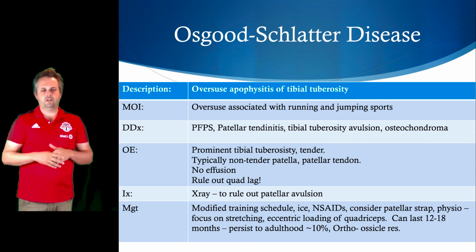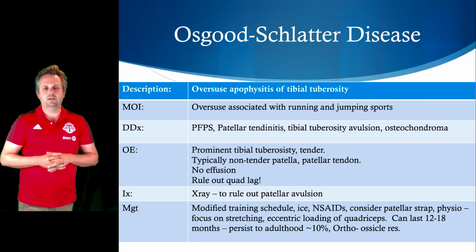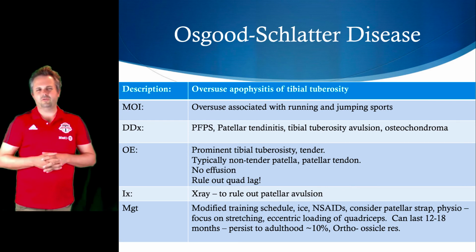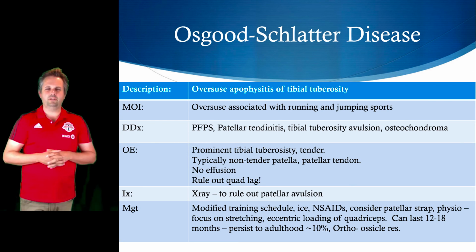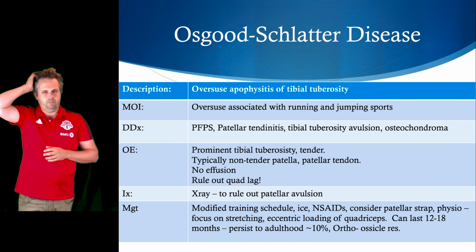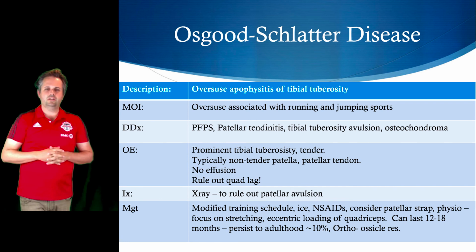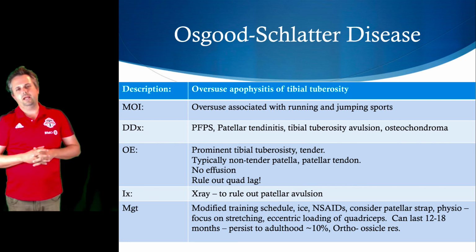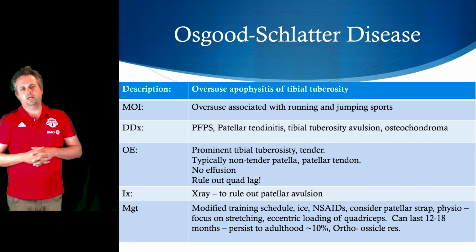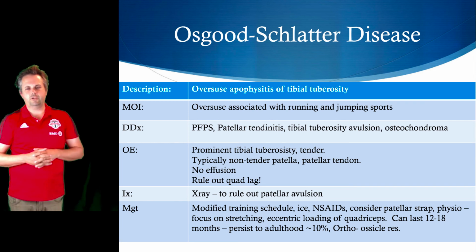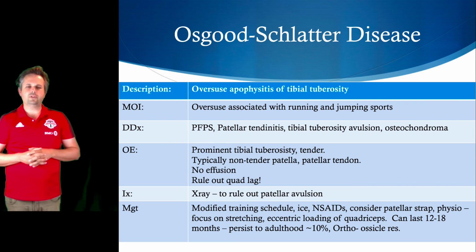Obviously, the differential diagnosis with these includes other entities that cause pain at the front of the knee. These are very superficial, so generally speaking, once you palpate the tibial tuberosity, you pretty much have your diagnosis. They're typically non-tender at the patella and the patellar tendon, and once again, there should be no effusion. You want to rule out a quad leg. Once again, make sure you're not missing any kind of deficit to the extensor mechanism.